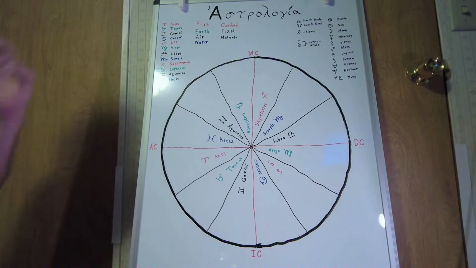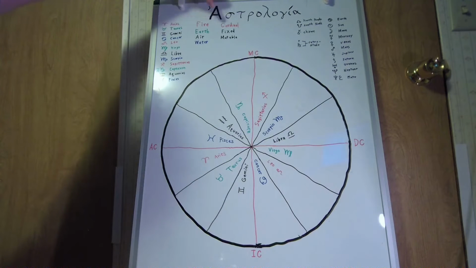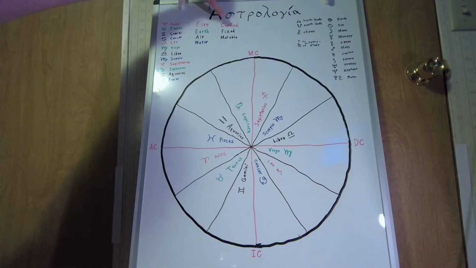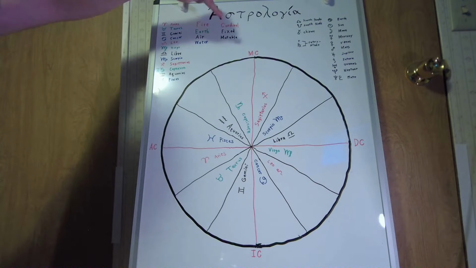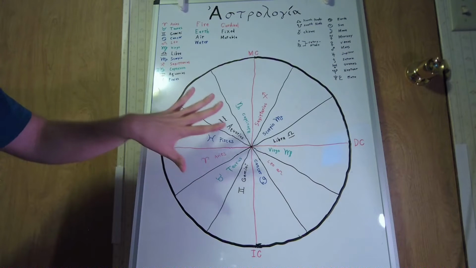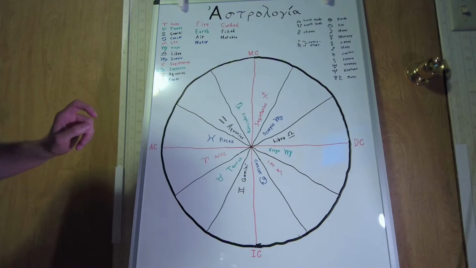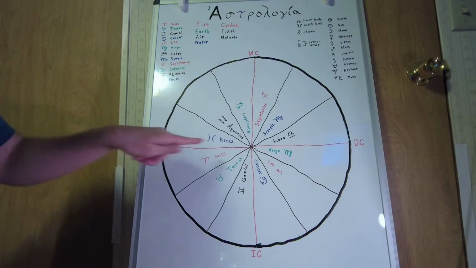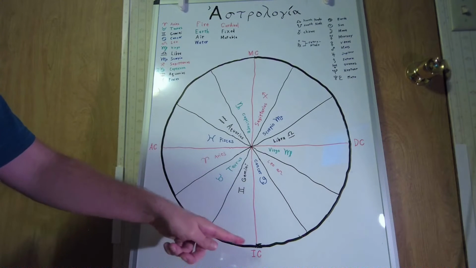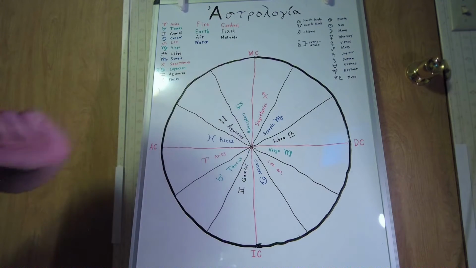Now, cardinal, fixed, and mutable. Why do I have cardinal red but the other two black? Well, if we look at this chart or this zodiac I have drawn here, you'll notice there's a vertical line and a horizontal line that's red, and the other ones are black.